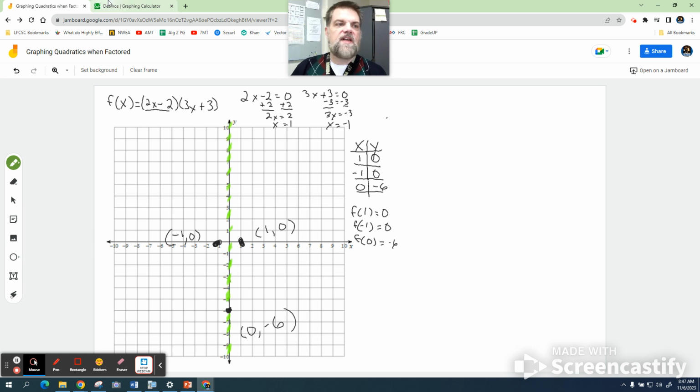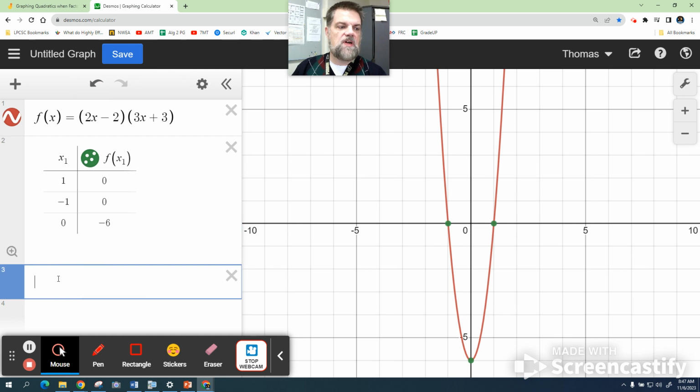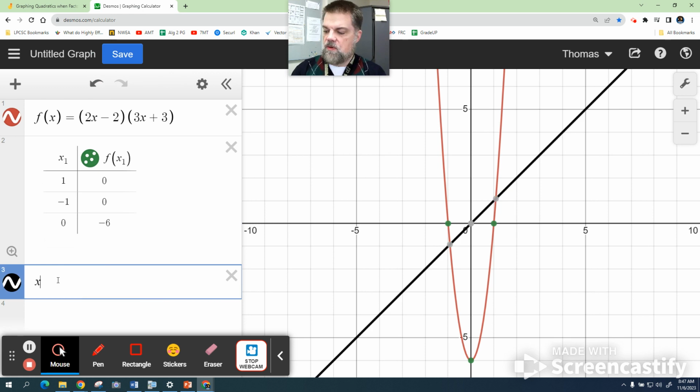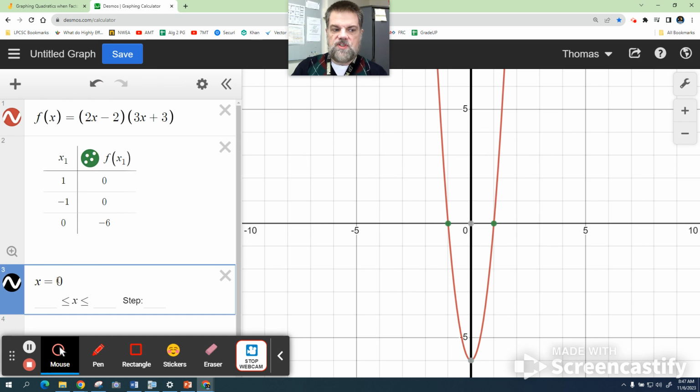So how do we do that on Desmos? If I go to Desmos, how do you graph a vertical line? Does anybody remember? x equals 0, right? And also, I don't want a solid line there, so I'm going to hit the settings.